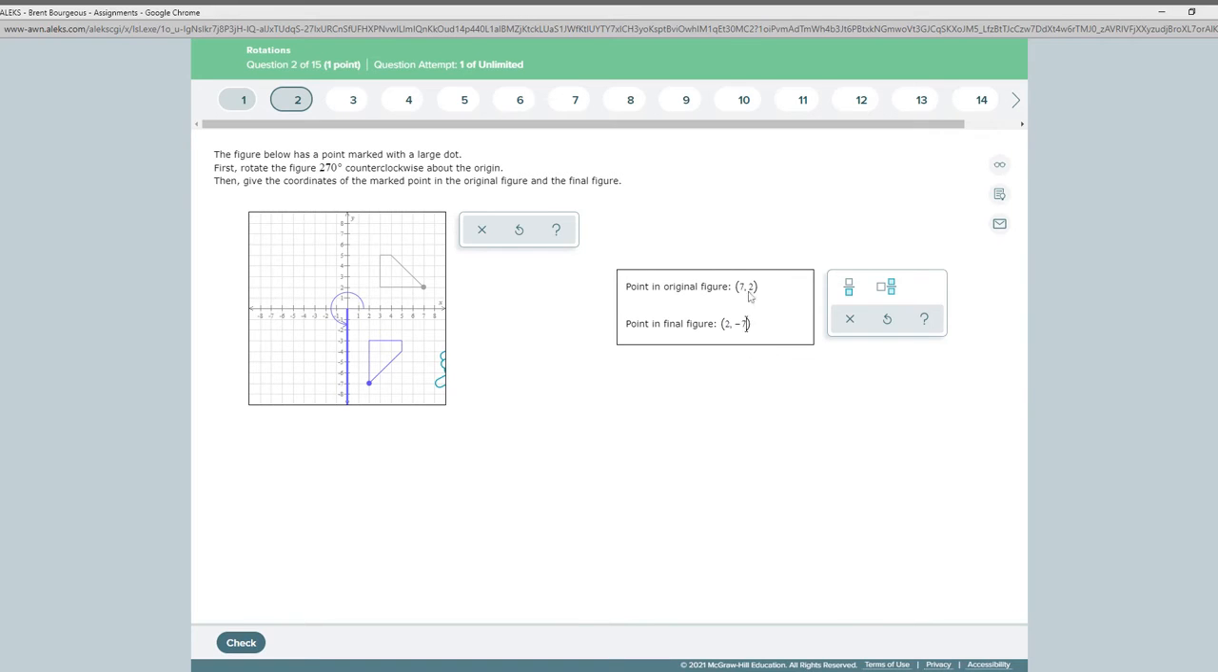If you look up here, you can start to see the certain characteristics that come about from certain types of rotations. Okay, let's jump along here.